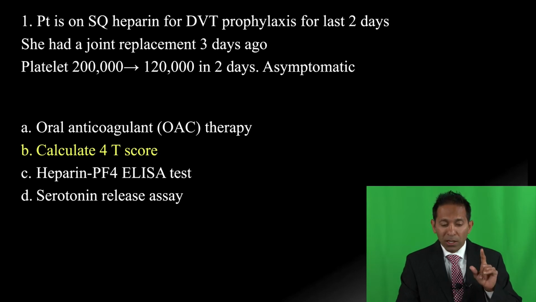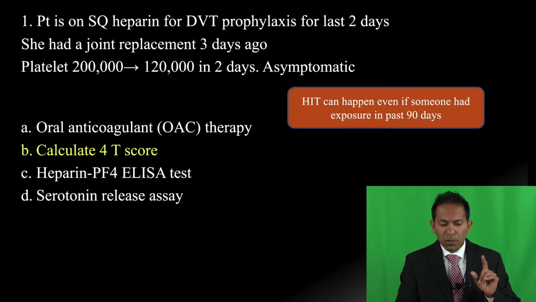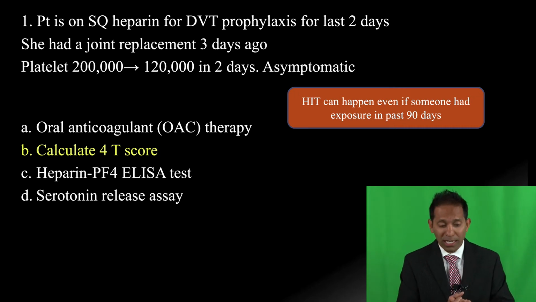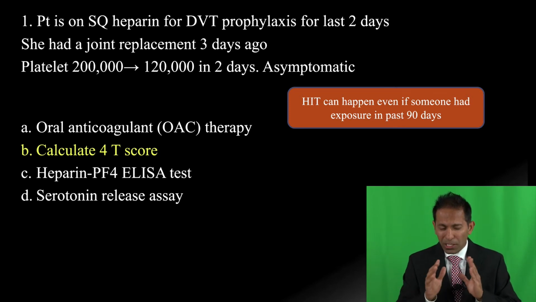We calculate the 4T score. So HIT can happen even if someone had exposure in the past 90 days. Although our patient had exposure in the last 2 days, I just want to make one point, it can happen up to 90 days or even more than that. Now, options A, C, and D are incorrect. We will discuss that in the next couple of minutes.